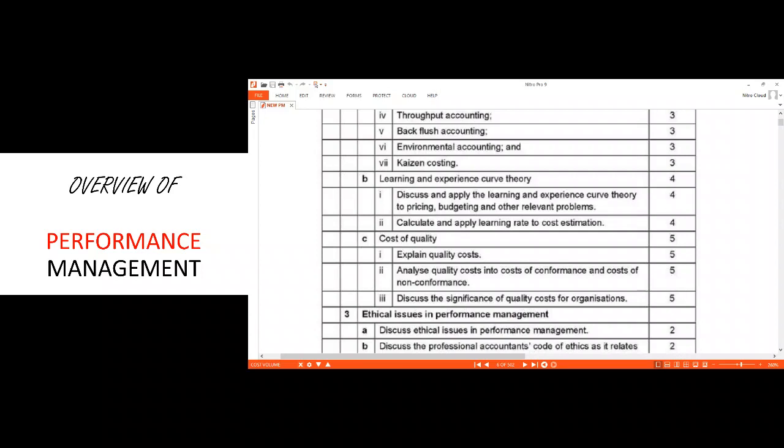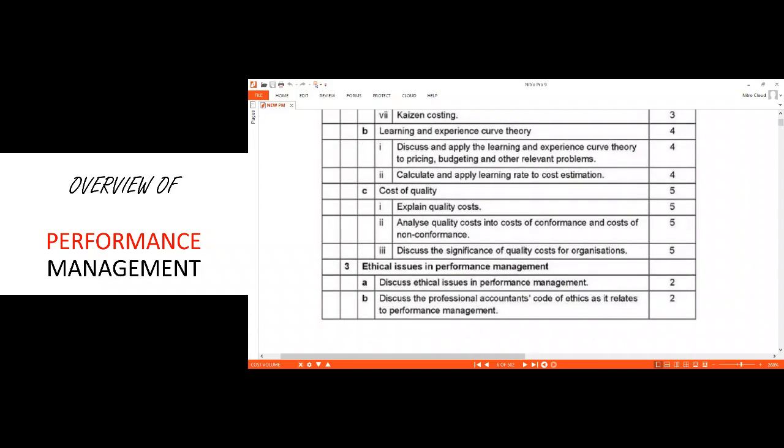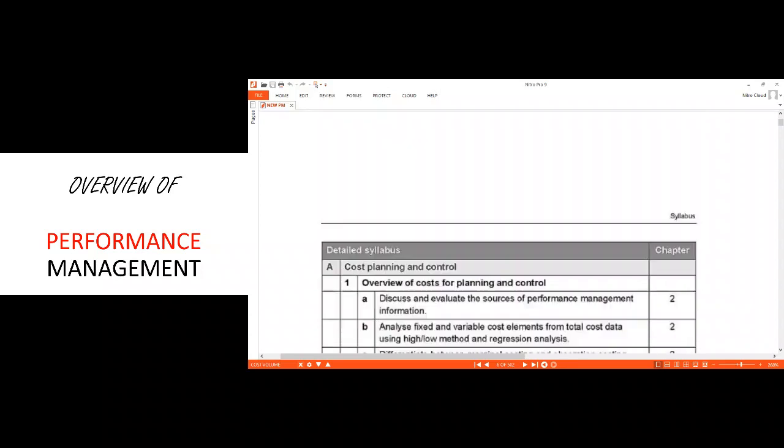Then we'll take a look at the ethical side of performance management. Then we'll discuss the accountant's code of ethics.